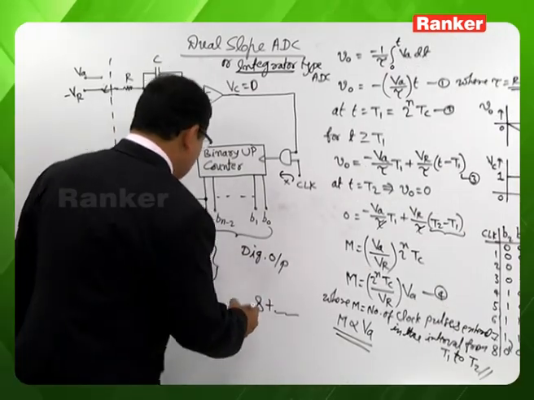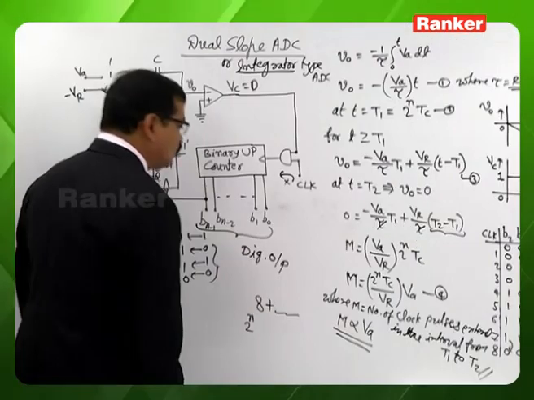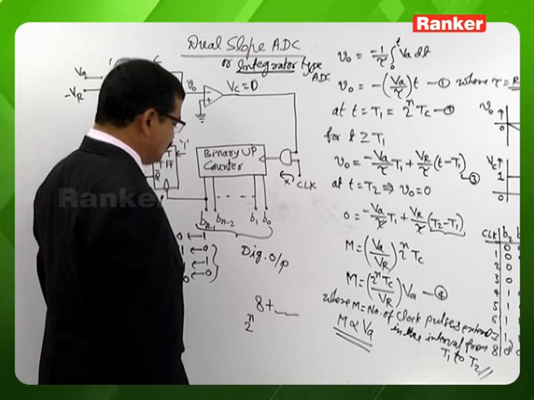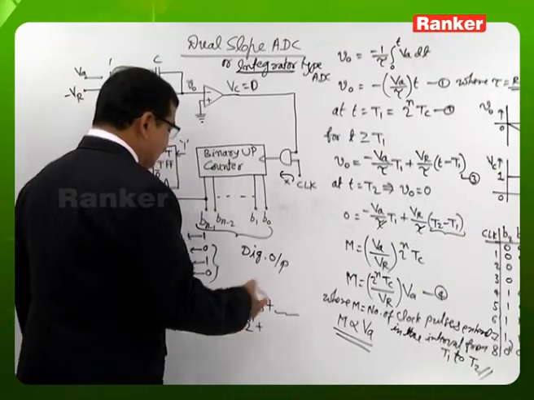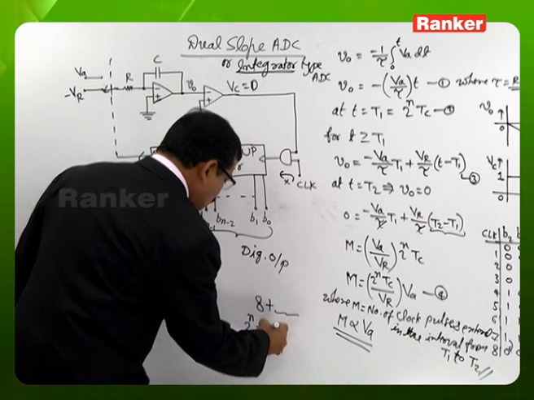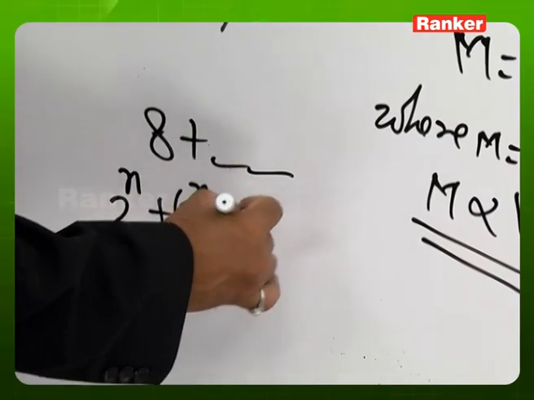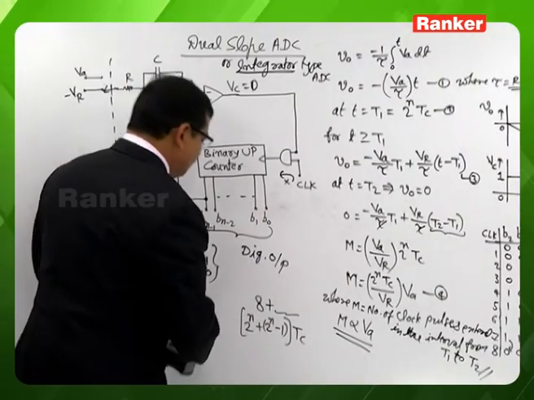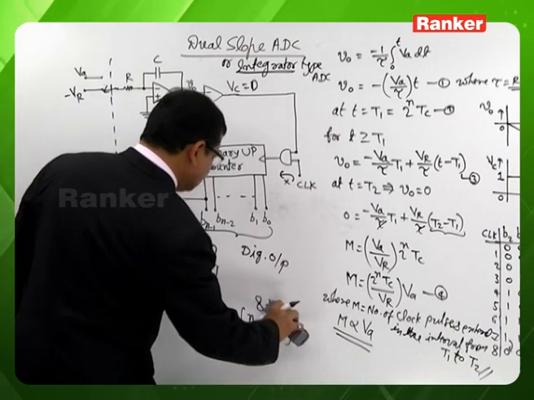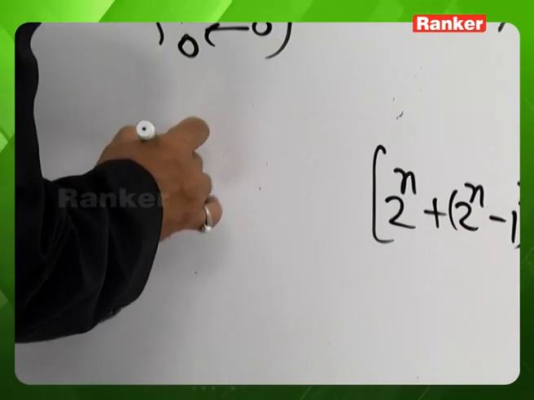Based on this, for the n-bit case, for any digital readout, 2 to the power of n clock pulses are a must before we get the readout. So if you take the worst case, it comes to 2 to the power of n plus 2 to the power of n minus 1, times Tc. That is what we can estimate as the maximum conversion time.